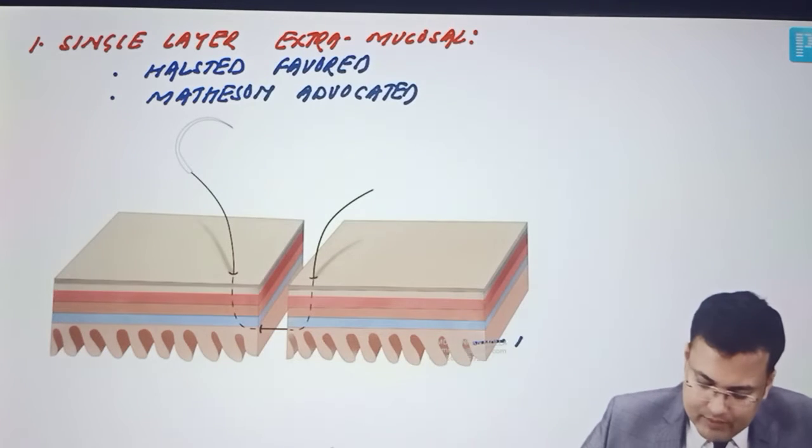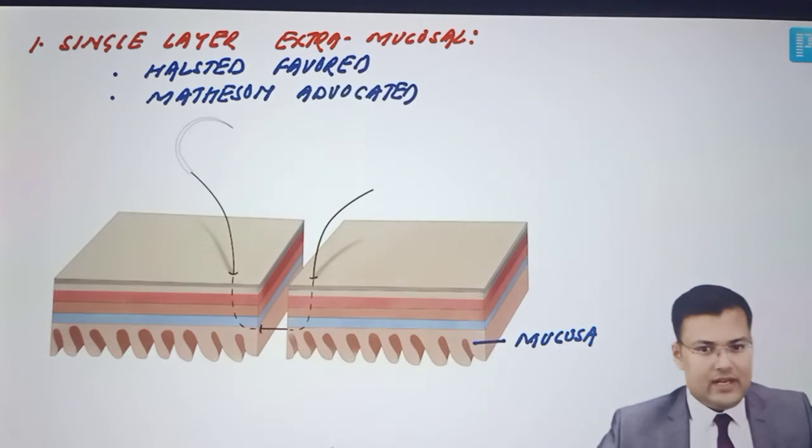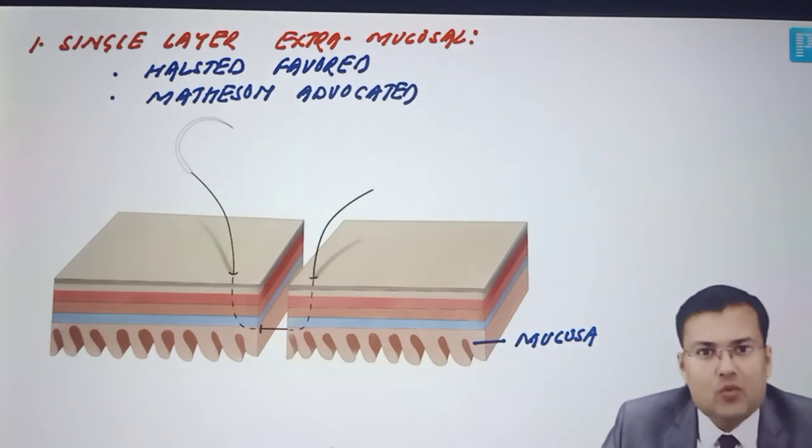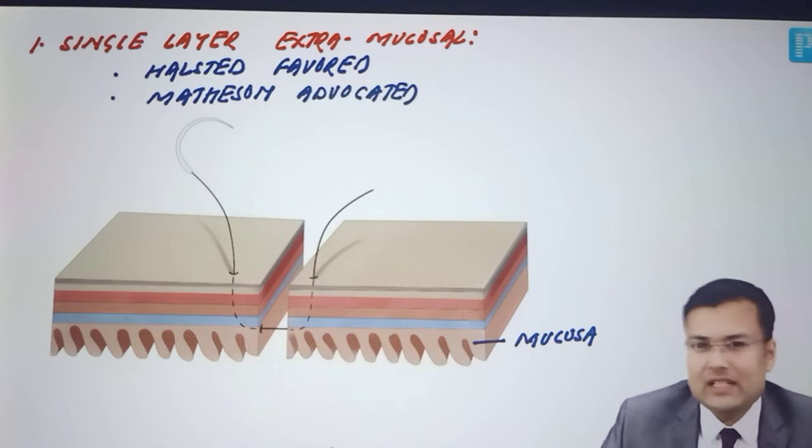Here you can see this is mucosa. So here the mucosa is not taken, right? And all the rest of the layers, submucosa, muscularis propria, serosa, are taken in one layer. So that's why this is known as single layer extramucosal anastomosis.